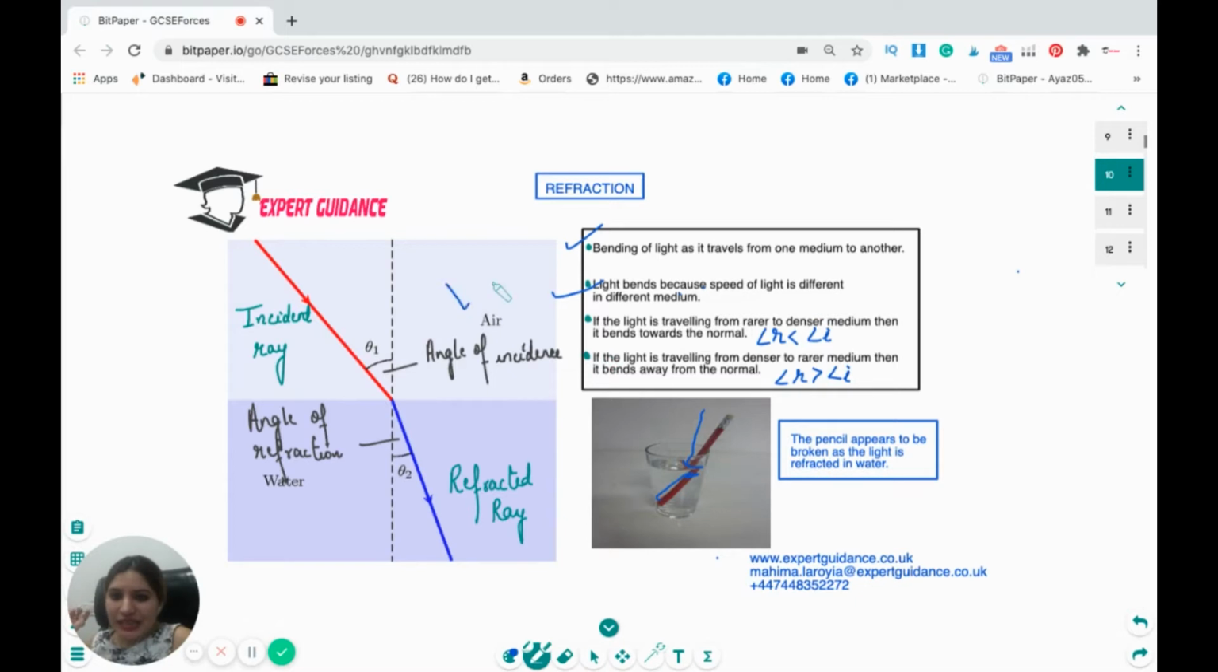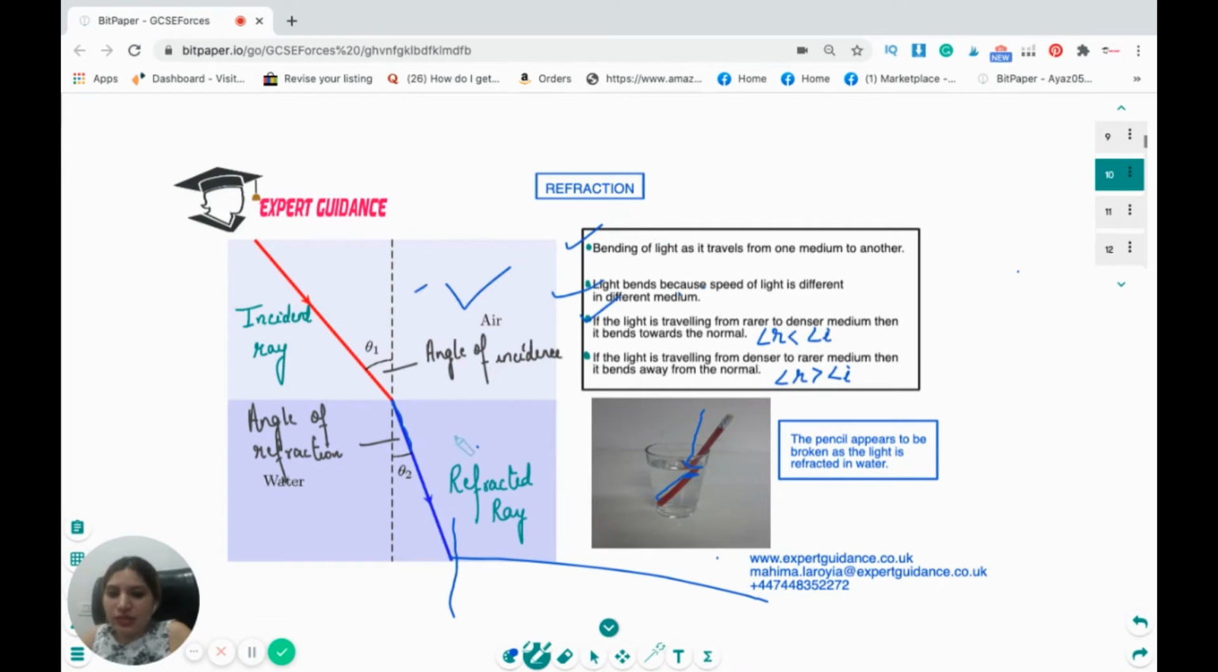So in this case, if you see in the diagram, the incident ray is going from air into the water. As it is entering the water, it is bending towards the normal. In this case, the refracted angle will become smaller. So the angle of refraction is less than the angle of incidence. But on the other hand, if the ray is traveling from a denser to a rarer medium, as soon as it goes into the rarer medium, it will bend away from the normal. In this case, the angle of refraction will be greater than the angle of incidence.